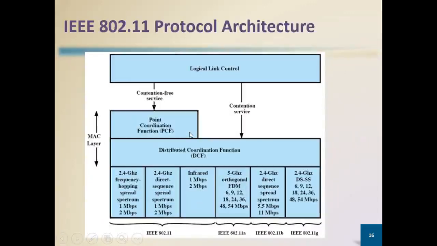Protocol architecture, we're looking at the logical link control and how they interface with the MAC layer, from point coordination functionalities to your conventional services for distribution coordination functions, and the various technologies that go with it. You have your frequency bands, your 2.4 gigahertz, your infrared, and 5 gigahertz that supports various frequency channels or distribution service sets.